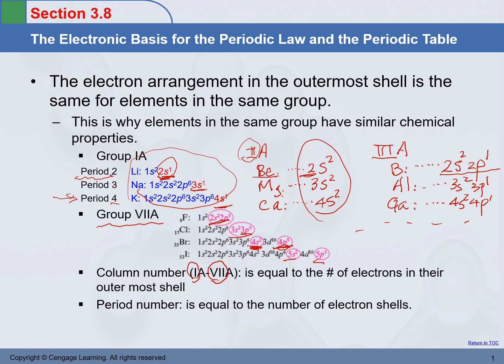Okay, the column number tells us how many electrons. Again, I want to remind everyone we're talking about the A groups. In the A group elements, the Roman numeral 1 through 7 tells us the number of electrons in their outermost shell, and the period number, the position of the elements in the periodic table, tells us how many shells there are for each element.